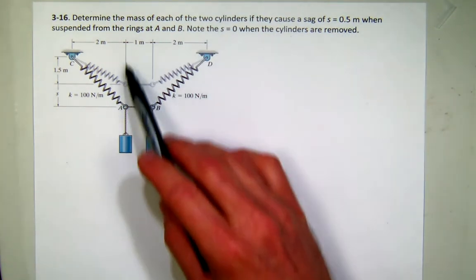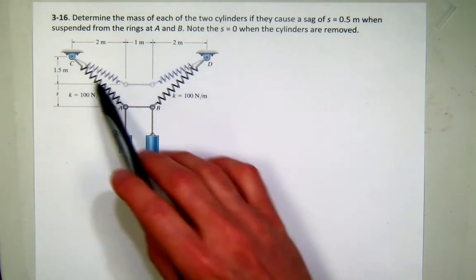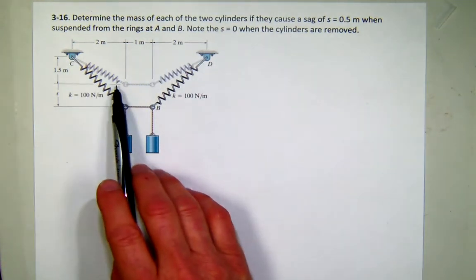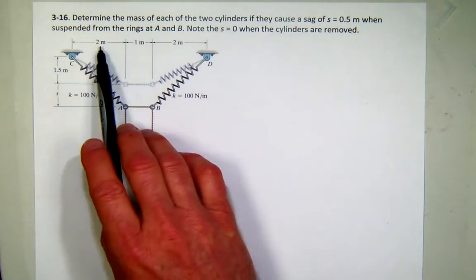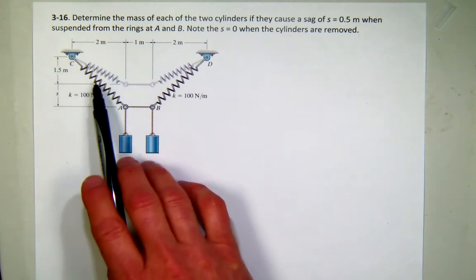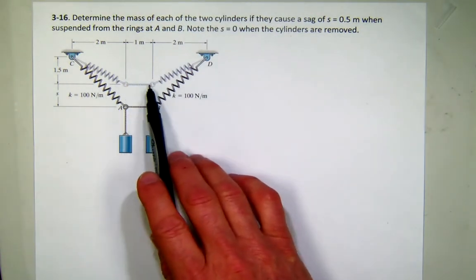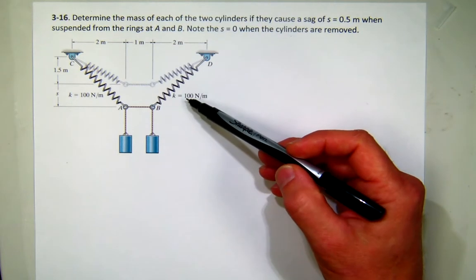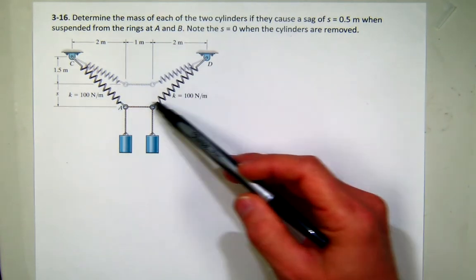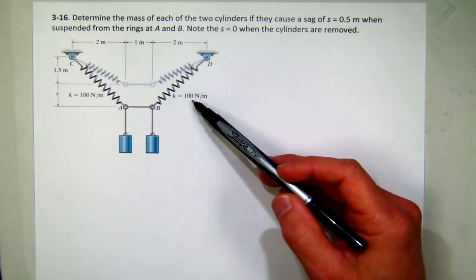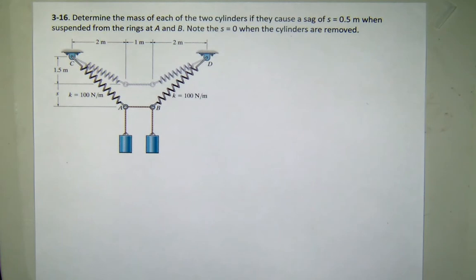So you have the original geometry of the system. It's very symmetric. You'll notice that the angle, the 1.5 to 2, which is really a 3 to 4 slope, is the same for both. And it's just a 1 meter gap in the middle. Also, to help us out, the spring constants are both 100 Newtons per meter.